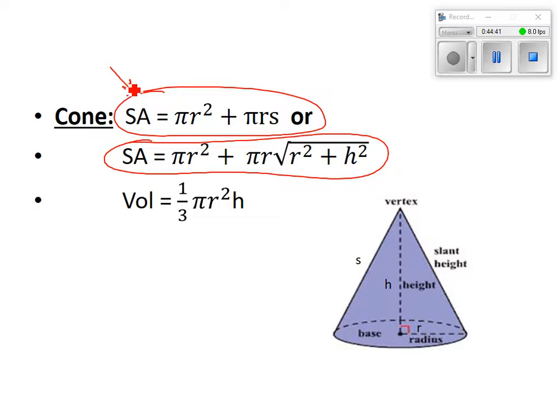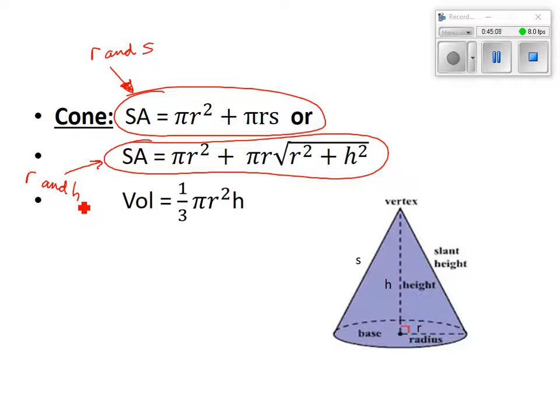You probably want to write down on this: you use this formula if you know r and s. So if you know r and s, you use that formula. If you know r and h, use this formula. And I'm going to explain what all those are.